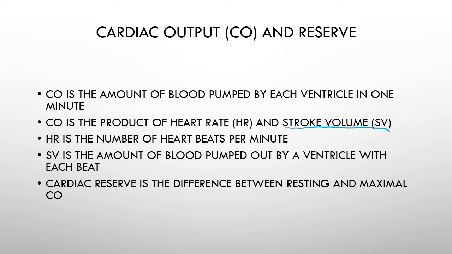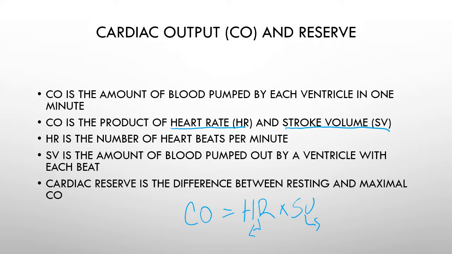And so since we're going to measure it over the course of a minute, we're going to also need the heart rate. So cardiac output equals heart rate times stroke volume. And so in order to calculate that, we'll need to know what the stroke volume is, and then we'll also need to know what the heart rate is. And from there, we can get our cardiac output.